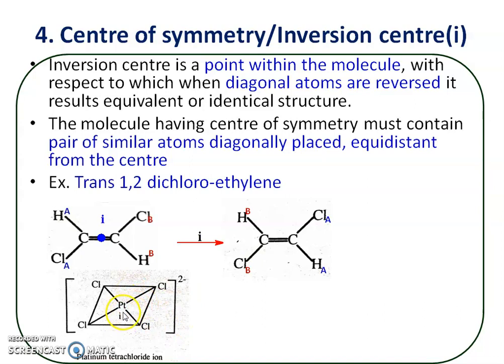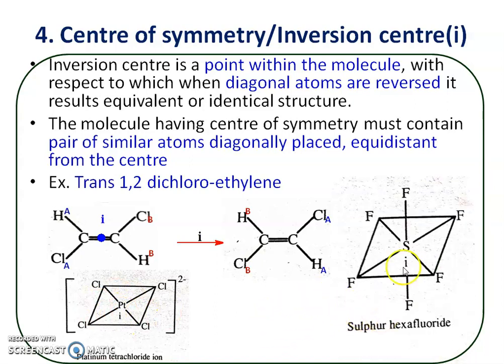Similarly, a center of symmetry exists in tetrachloroplatinate. With respect to this platinum, the distance between each chlorine and platinum is the same, because this is a square planar molecule, and when the inversion operation is carried out, there is an exchange between diagonal atoms and we get an equivalent structure. Therefore the platinum tetrachloride ion contains an inversion center. Similarly, sulfur hexafluoride also contains an inversion center.